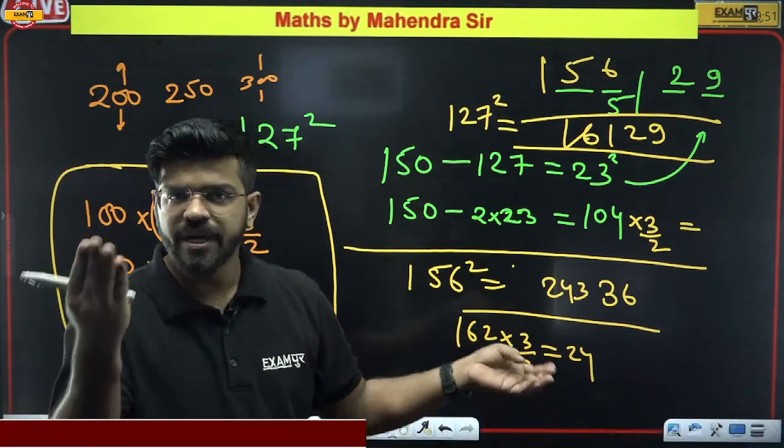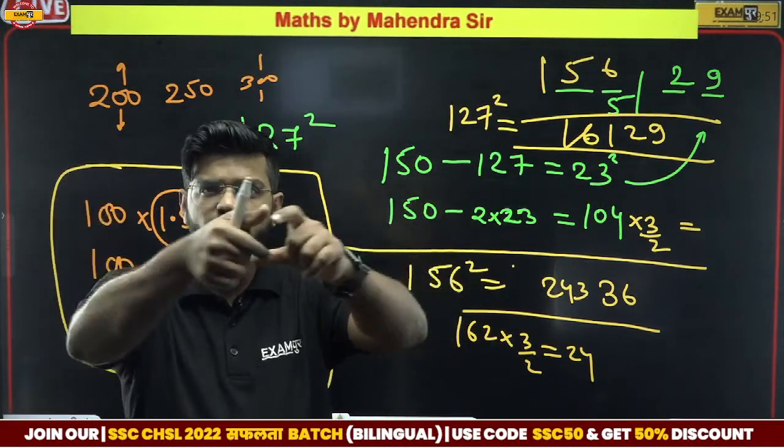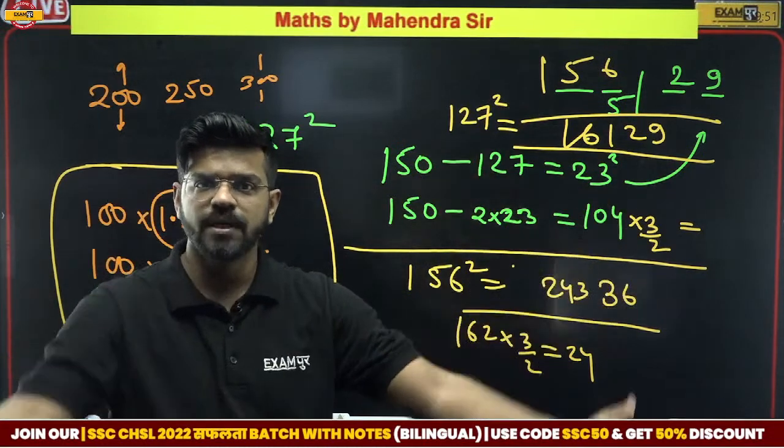If you calculate this in mind, how have we calculated? 162 divided by 2. 16 divided by 2 is 8. 2 divided by 2 is 1. 81. 81 into 3, 240 and 1. Okay.